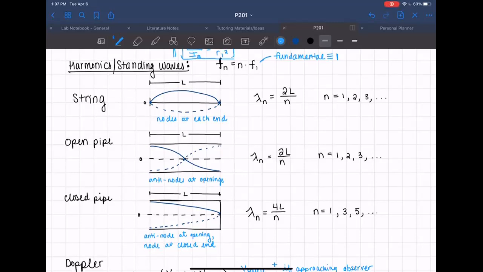The only thing I really feel the need to make note of that isn't just written on the page is the fact that for closed pipes, those ends have to be odd. So I listed them the same way that they typically are listed, where for string and open pipe, n could be 1, 2, 3, up to infinity, but for closed pipe, that n can only be 1, 3, 5, 7. It can only be an odd number.